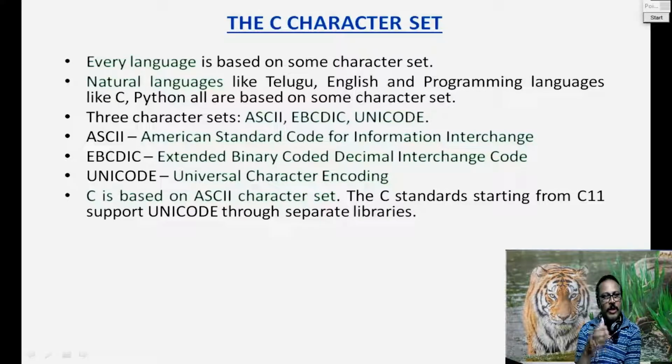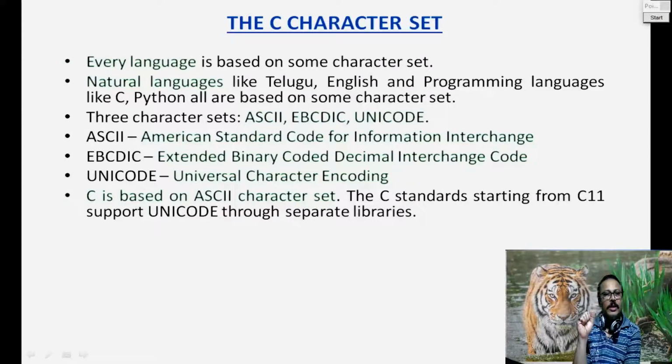Modern languages use Unicode because they are trying to represent the characters from natural languages. Unicode uses 16 bits or 32 bits. There are again encoding methods, etc. that come into the picture. But using Unicode, we are able to represent the characters from natural languages like Telugu, Malayalam, etc.